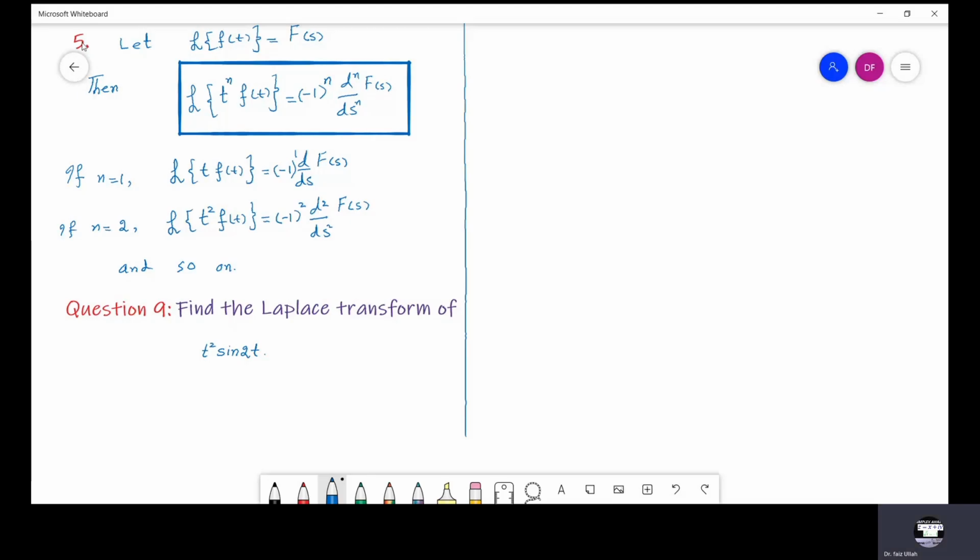Property number 5. Let the Laplace transform of f(t) be denoted by capital F(s). Then the Laplace transform of t^n f(t) is equal to (−1)^n times the nth derivative of capital F(s). Now if we put n equal to 1, we get this result. If we put n equal to 2, we get this result, and so on. Using this property, let us solve question number 9.